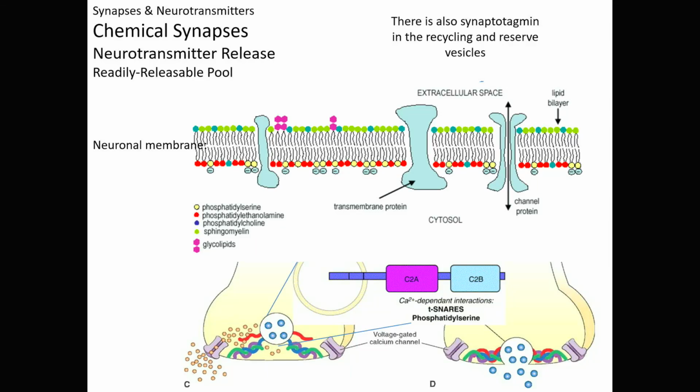I will also point out here, I added this note just for clarity, but there is also synaptotagmin present in the recycling and reserve pool vesicles, right? And so the calcium binding to the synaptotagmin of those vesicles is also critical for them to undergo this same exocytosis process.